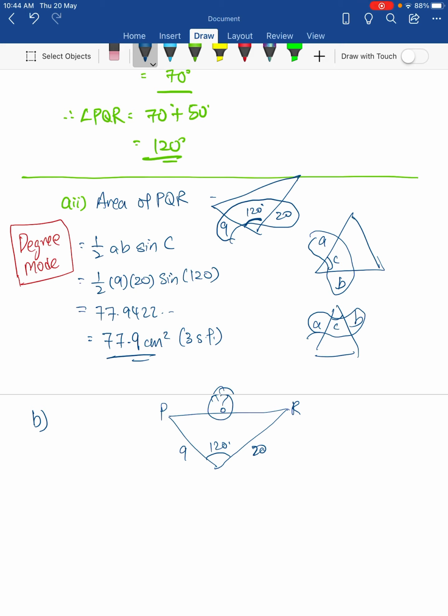Of course, to find the length, the things that come to our mind will be Pythagoras theorem, a square plus b square equals c square, sine rule, and of course cosine rule.